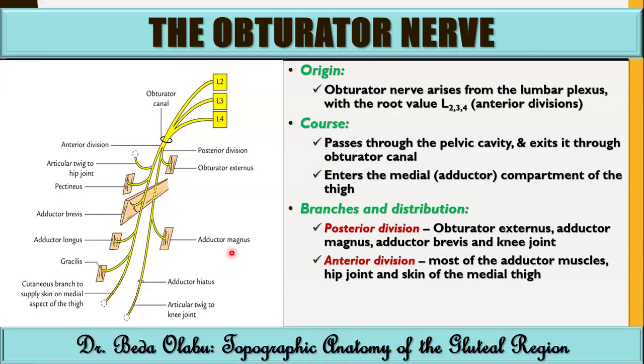Great, so this summarizes for us nicely the muscles supplied by the two divisions of the obturator nerve. Posterior division goes to obturator externus, adductor magnus, and adductor brevis before supplying the knee joint. The anterior division supplies the hip joint, but also supplies pectineus, adductor brevis again, adductor longus, gracilis, and sends a sensory branch on the middle aspect of the thigh.